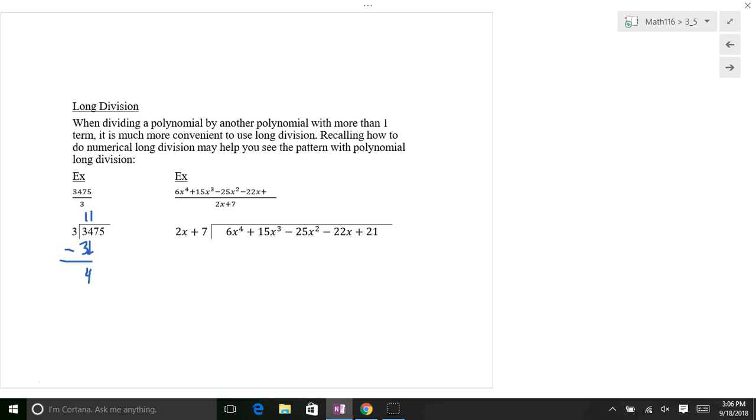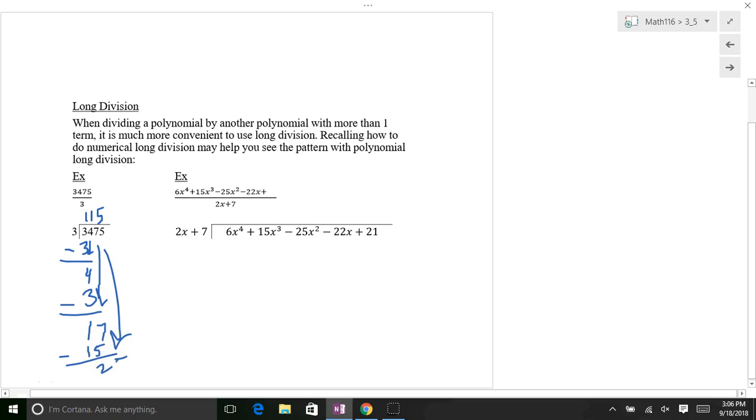And then as close as we can, right? 1 times 3 is 3. Subtract it. 4 minus 3, 1. Bring the 7 down. 3 goes into 17, 5. Again, trying to match that 17. 5 times 3, 15. Subtract it, 2. Bring down the 5. 3 goes into 25, 8. 8 times 3, 24. Subtract it, 1.